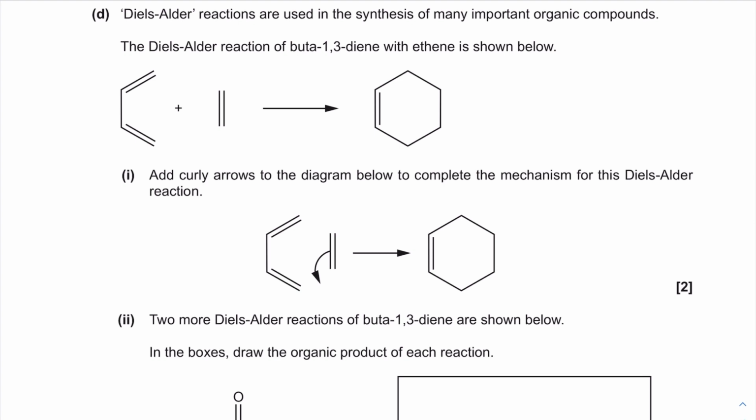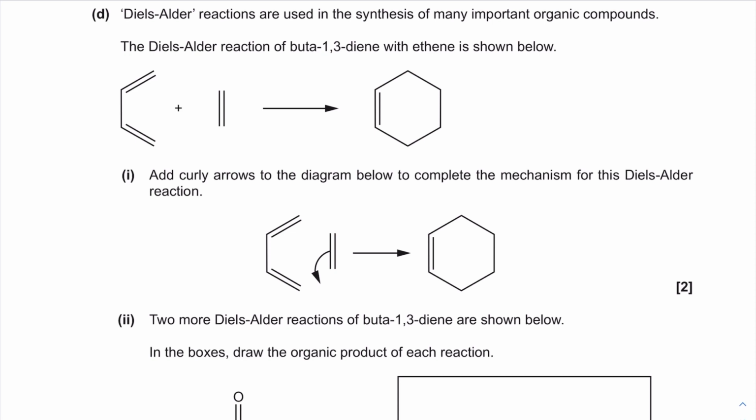Question 16D. These Diels-Alder reactions are used in the synthesis of many important organic compounds. The Diels-Alder reaction of buta-1,3-diene with ethene is shown below. This is buta-1,3-diene and this is ethene, and that is forming this compound here.